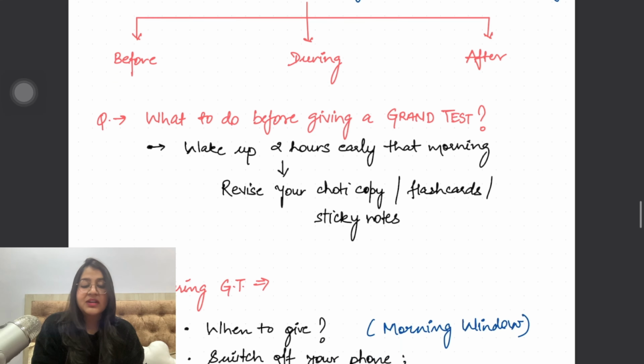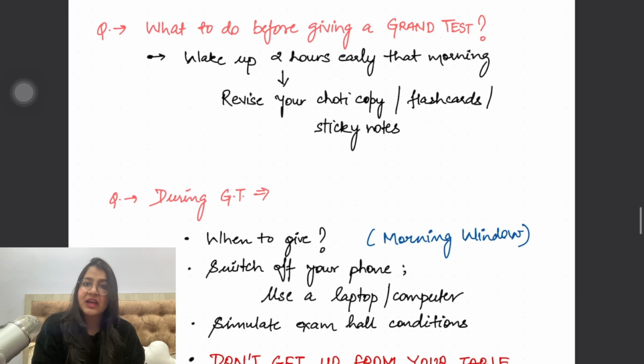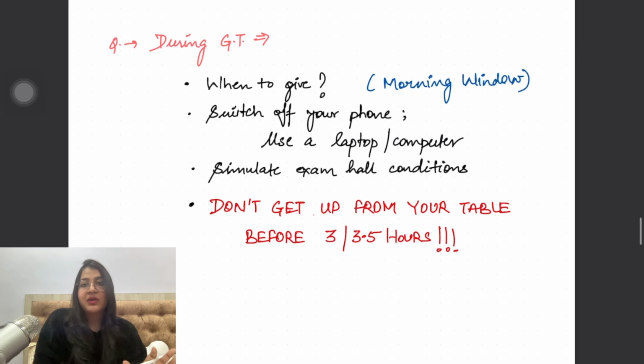So we will talk about it in 3 phases, that is before, during and after. Now before giving a GT, let's say you decide that tomorrow you have to appear for a grand test. So wake up 2 to 3 hours early that morning and just revise your choti copy, your flashcards, your mnemonics, your sticky notes, any image folder, anything volatile that you have created for yourself. Just revise that.